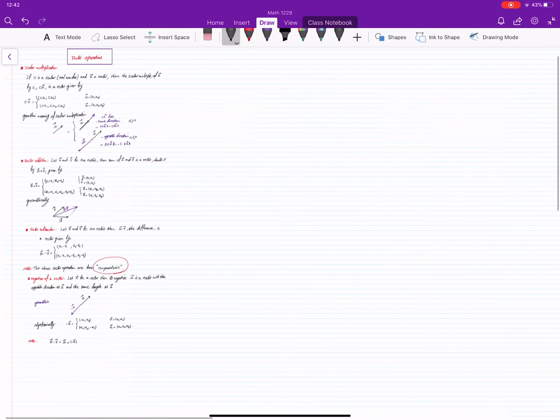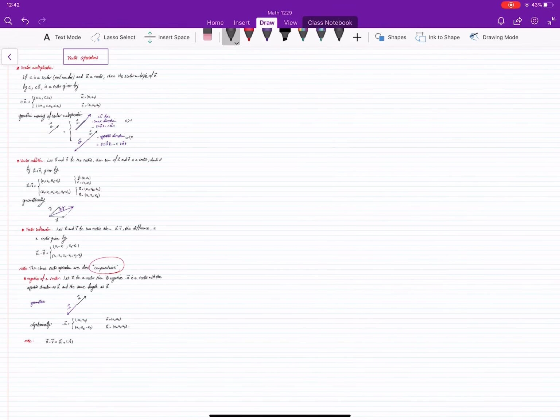So these three operations, scalar multiplication, vector addition, and vector subtraction, are the basic operations of vectors, and you have to understand the geometric meaning of each one, and so on.